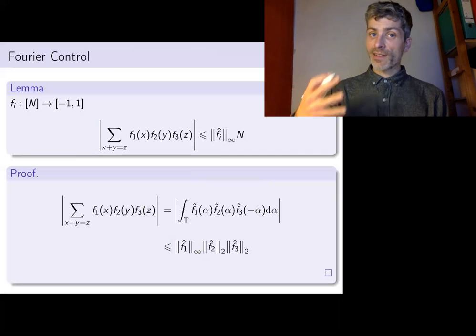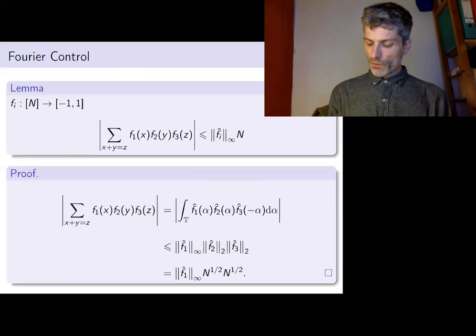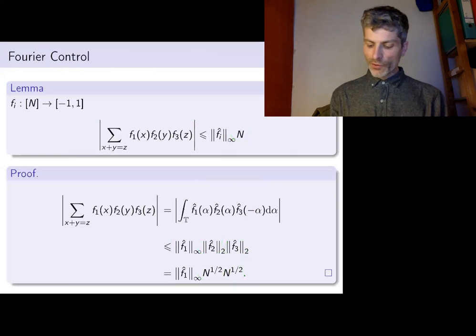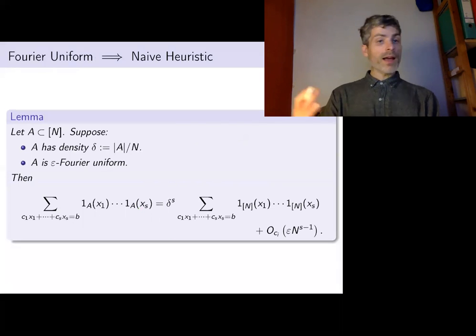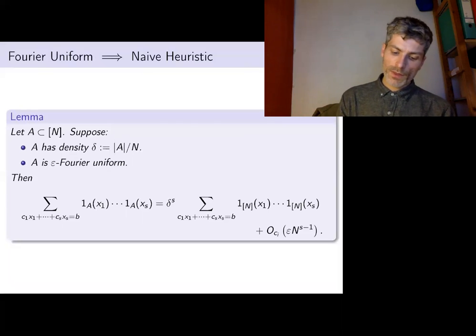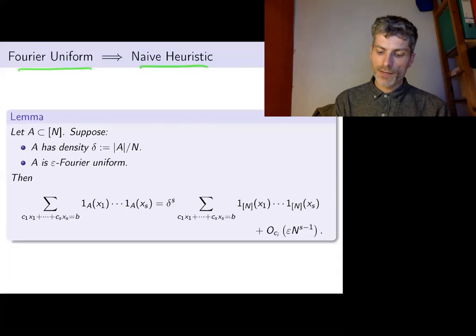And it's a nice exercise. I encourage you to go and do it, to show that these L2 norms are at most n to the half each. So that's where our factor of n comes from. And there's nothing special about the function f1 here. This could have worked for the function f2 or f3, so we can have any index we want here. So that implies this proposition that we stated, that Fourier uniformity implies the naive heuristic.